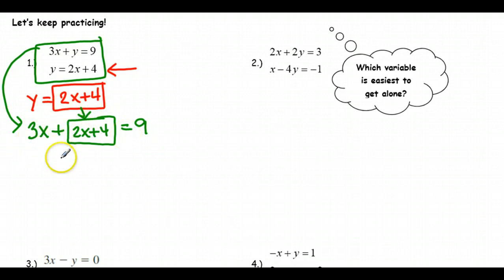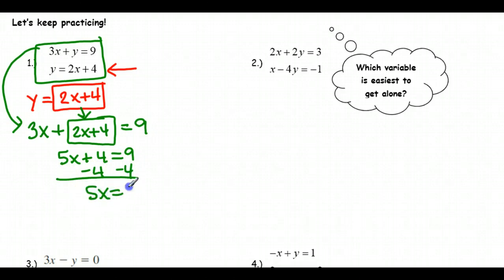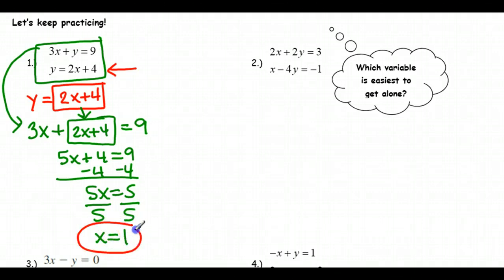So let's simplify this. 3x plus 2x is 5x, plus 4 equals 9. Subtract 4 from both sides. We get 5x equals 5. Divide both sides by 5, and we get that x equals 1. Okay, now that we know what x equals, I can go back to the equation where I started with my brick, and I can plug in x.